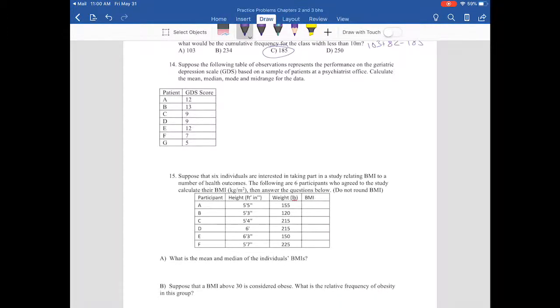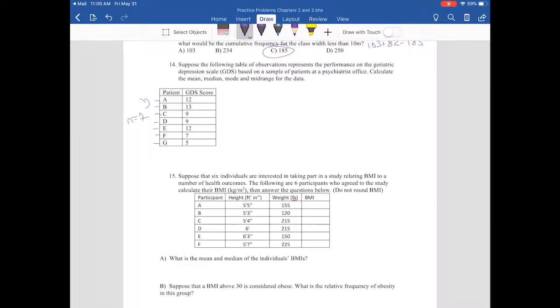So the first thing we want to do when we have a data set or a table and look at it is count how many data points we have, or how many participants are here. If you look at A, B, C, D, E, F, G, we know that there's 7 data points here. So on the side, automatically just write n equals 7.